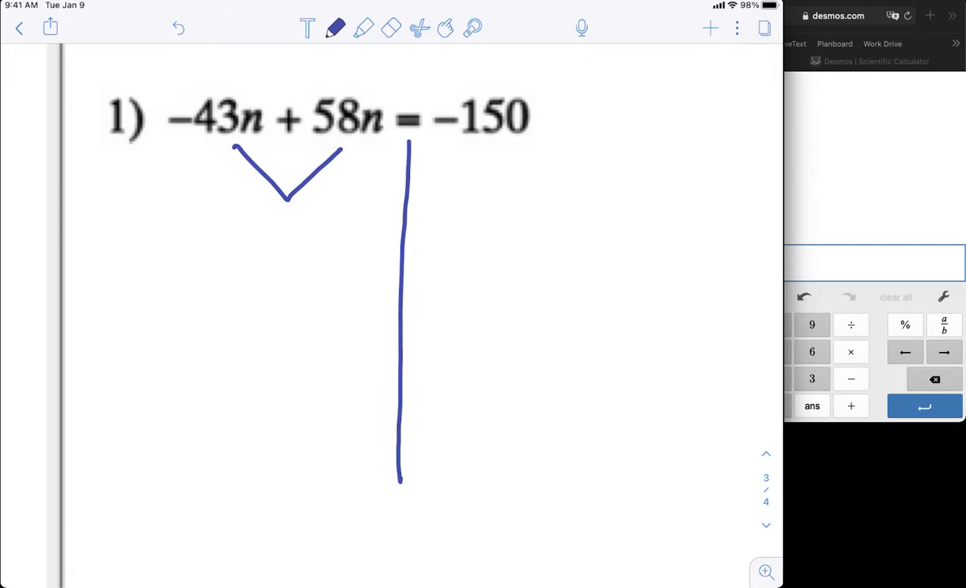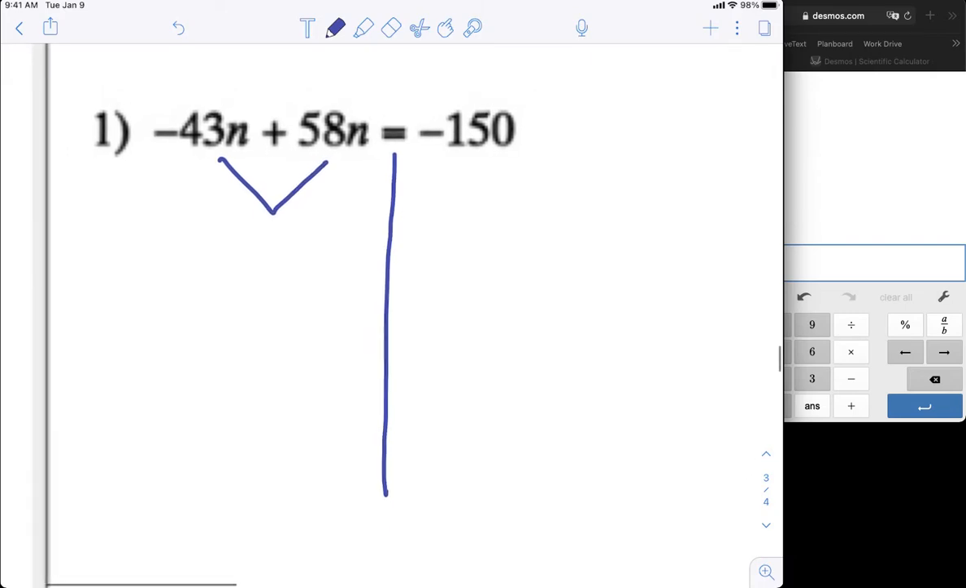So a negative 43n and a positive 58n, they are not the same signs, so I have to subtract them. 58 minus 43 is 15n. And it's a positive 15n because 58 is bigger and 58 is a positive. Now I still have my negative 150 right here. Look at that.